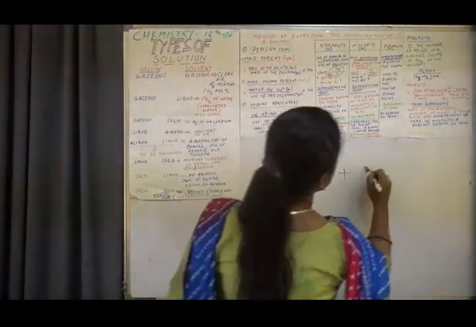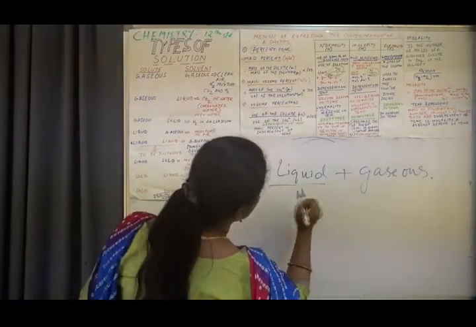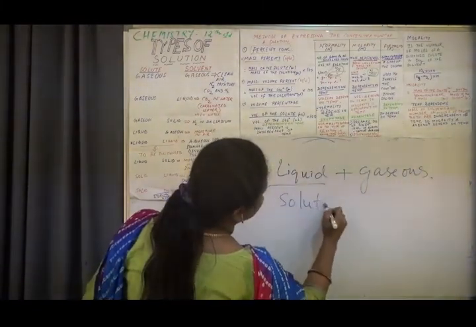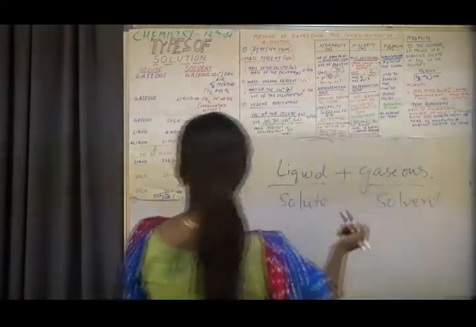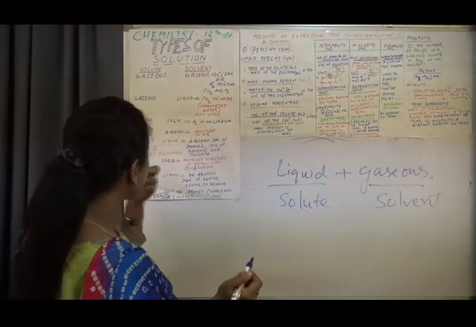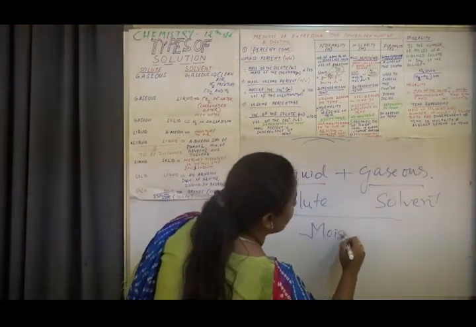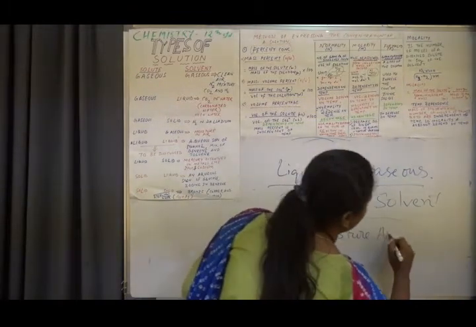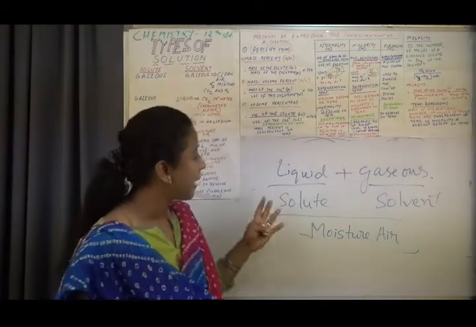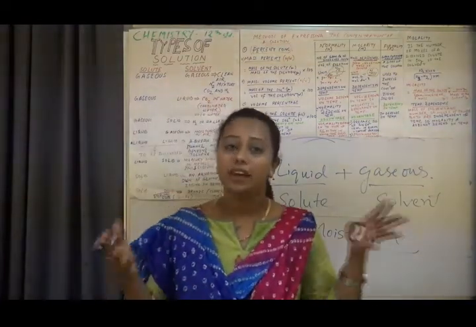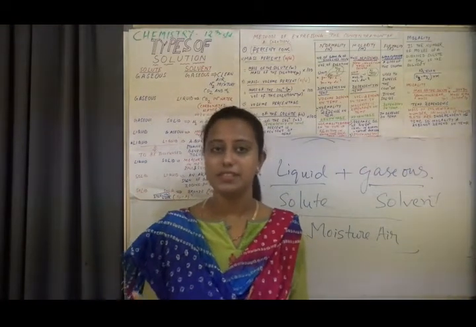Liquid plus gaseous. So in this case, the solute is the liquid and the gaseous is the solvent. Can you find some example of this kind of solution? We see in our surroundings this moisture here. When do we find this moisture? In the rainy season. What is happening in the rainy season? There is a lot of humidity. The humidity level is very high in the rainy season.